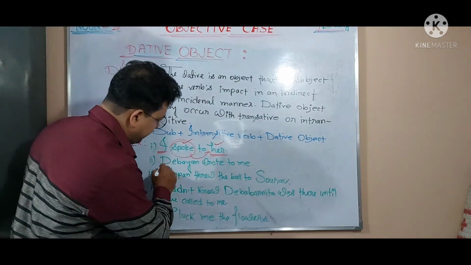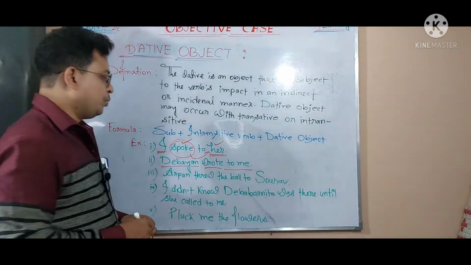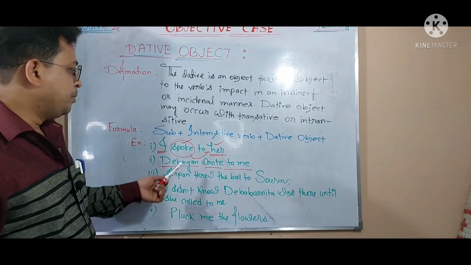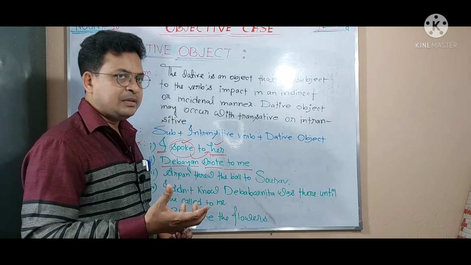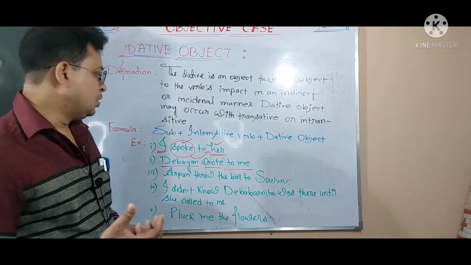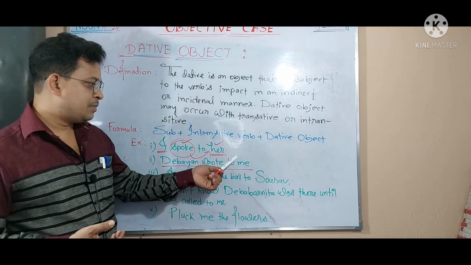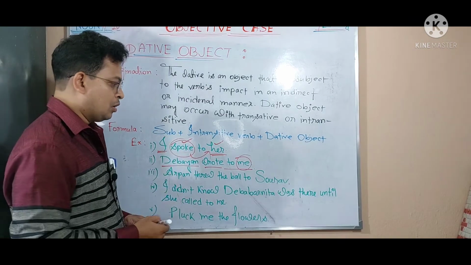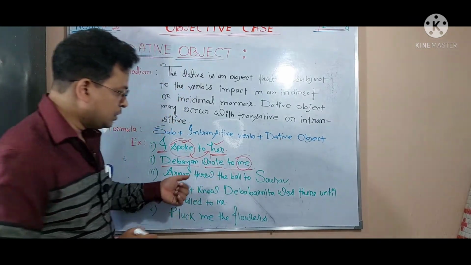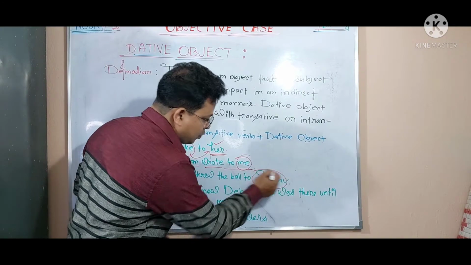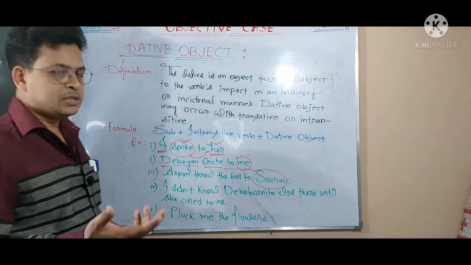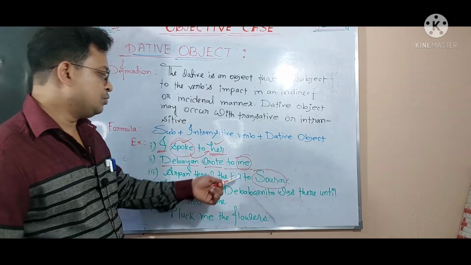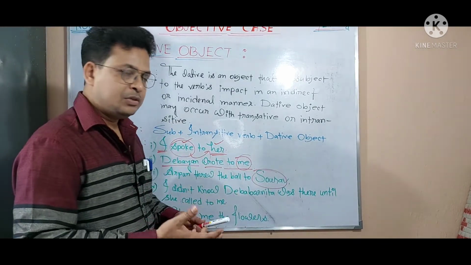Another example: Devayan wrote to me. To whom did Devayan write? To me. The me is there as a dative one because Devayan is contributing something. Writing here means contributing something to me. So me is the dative object. Again, Orpon threw the ball to Saurabh. To whom did Orpon throw the ball? To Saurabh. Saurabh is the dative object, because Orpon is doing something to Saurabh, that means contributing something to Saurabh.